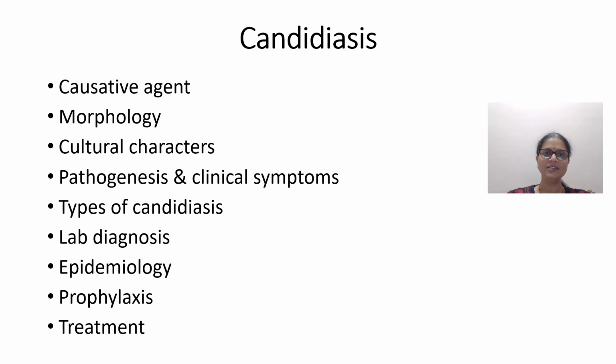In candidiasis, I am first going to tell you about the causative agent of the disease, its morphological and cultural characters, and then about the disease, the pathogenesis and clinical symptoms. Depending on the site of infection, there are different types of candidiasis. I am going to talk briefly about some of them. How to detect this disease in the laboratory, that is lab diagnosis. The prevalence of the disease in the community, that is epidemiology. How to protect ourselves from this disease, that is prophylaxis. And also how to treat the infection.